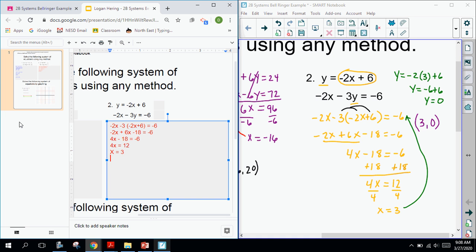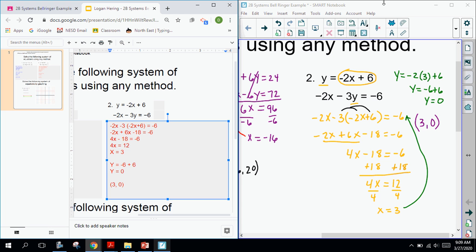And then the next little bit of work here, I'm going to leave a little space in green up there. I'm not going to show the substitution step here where I plug the 3 in. I'm just going to write here where I multiplied, and I'm going to have y is equal to negative 6 plus 6, and then in the end y ends up equaling 0. Final ordered pair in parentheses: 3 comma 0, and there we go. So there's the work for that.